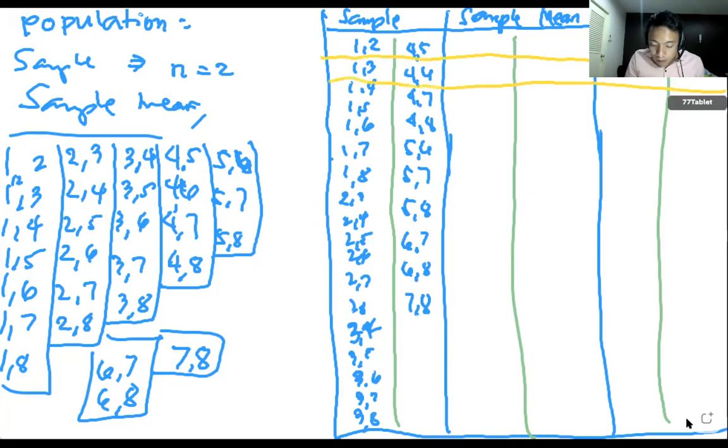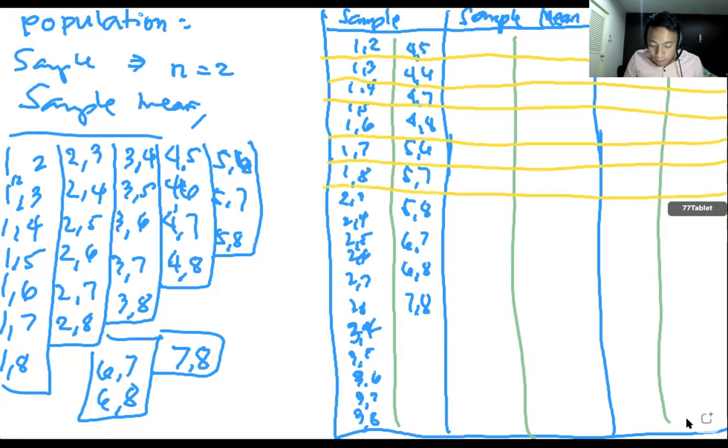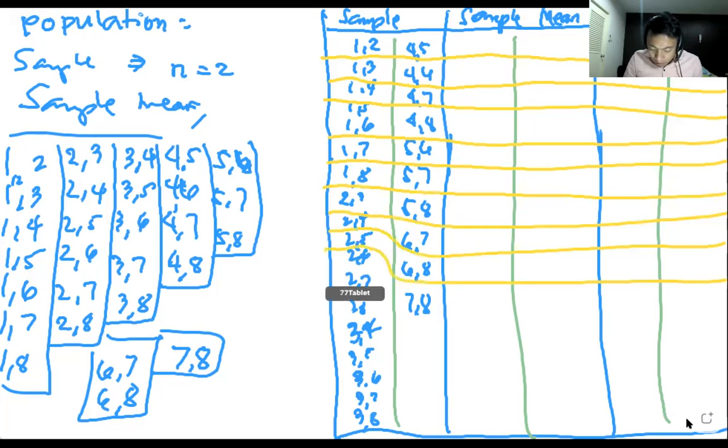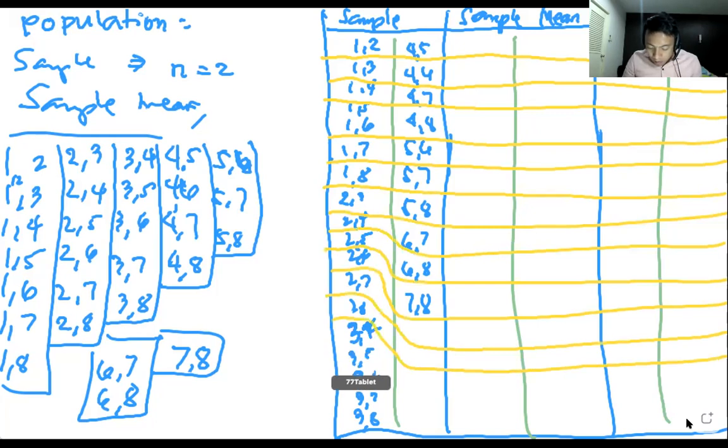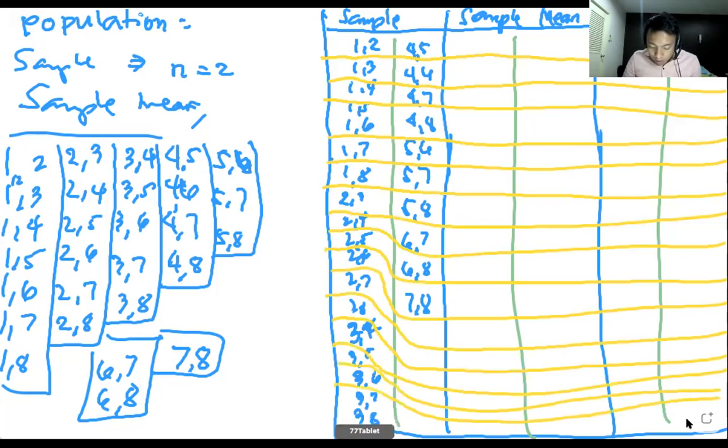Lagyan ko siya ng grade para meron tayong ay, naku, hindi ko nagkasya. Pati yung grade di kasya. Ayan, kakasya natin yan. Kasya niya. Okay.